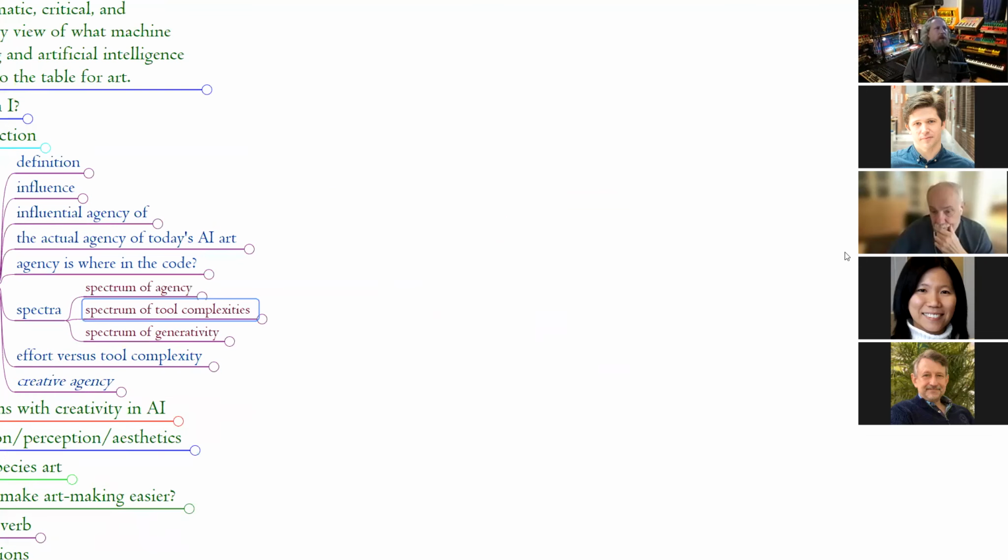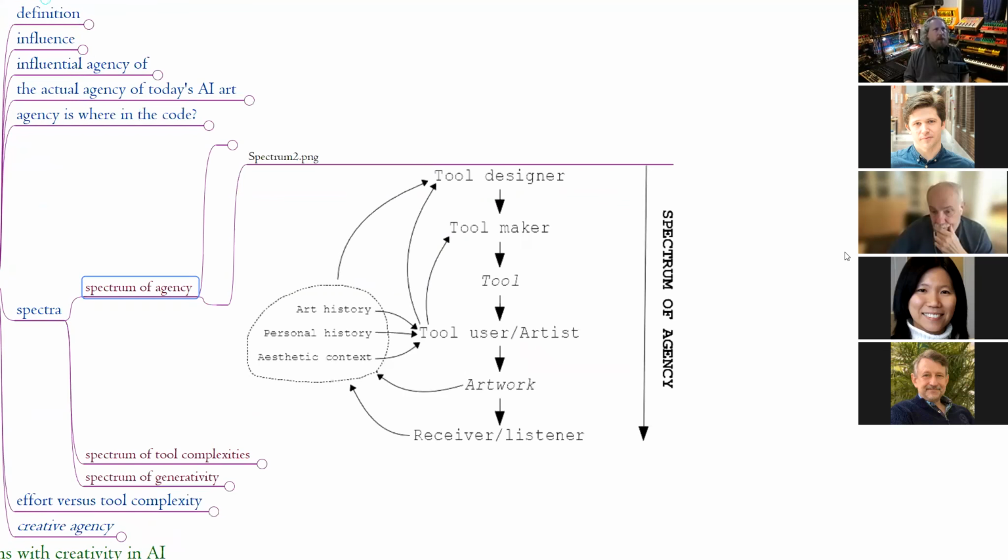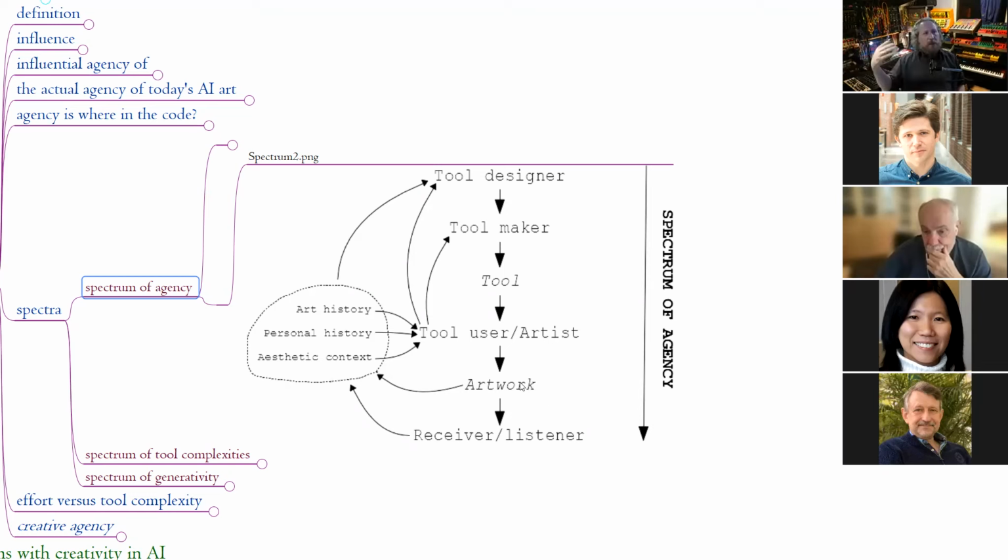So one thing that I want us to think in terms of is a kind of spectrum of agency, which is a spectrum of magnitude of influence, but it's also related to time and remoteness in the creative process. So we have the tool designer maybe 100 years ago, who invented the piano I'm playing on. We have the tool maker who makes this specific tool that I'm using. The actual tool in itself carries an embedded agency. We have the tool user, which is me, that produces an artwork that in itself has embedded influential agency from me and all these people, and even the receiver and the listener does some kind of creative act in the interpretation of the work.